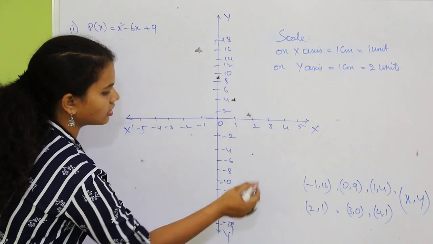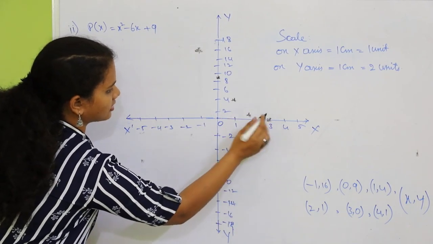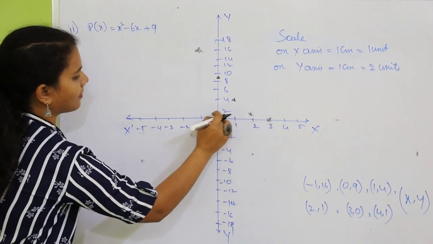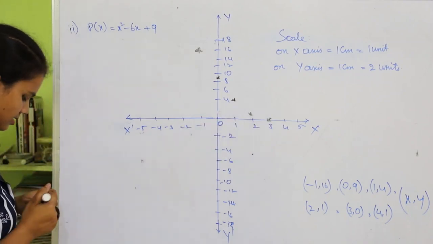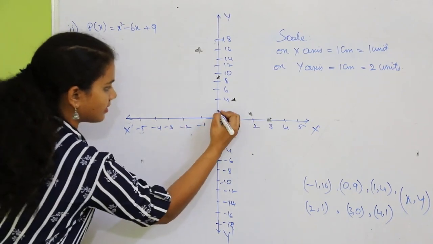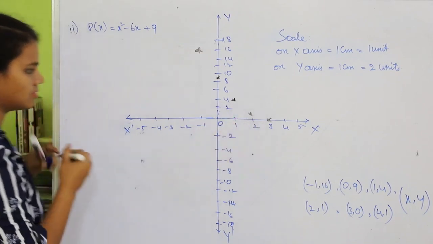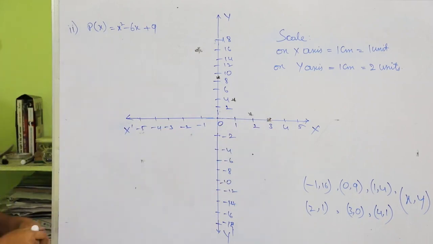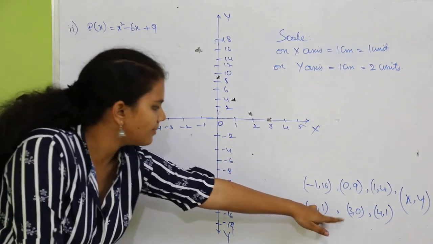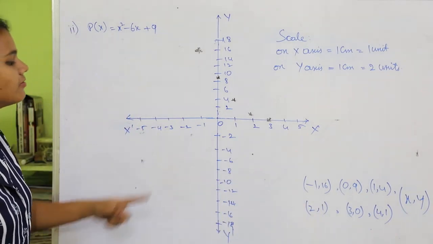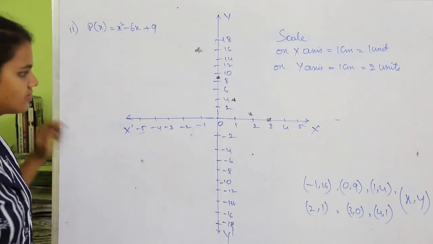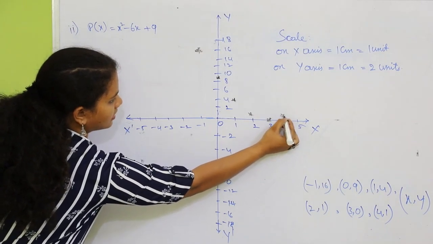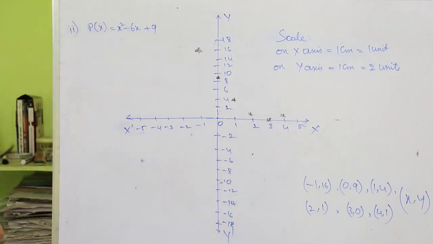Clear? Next, 3 comma 0. This will be the 3 and this will be the 0. Let's write it somewhere over here, otherwise the graph would not come out clearly. Next, 4 comma 1: 4 is on the x axis and 1 is on the y axis, so let it be here. Now let's join all these points.